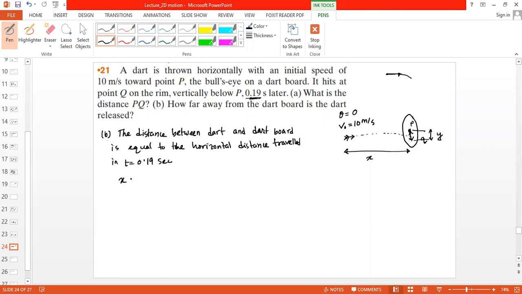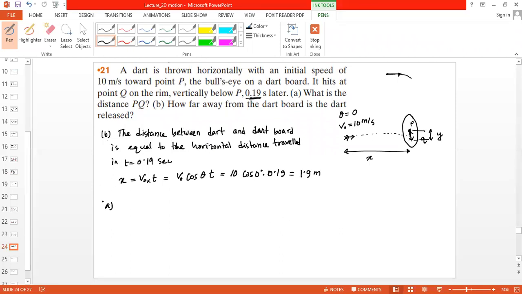So this distance is basically x equal to v naught x into t, which is v naught cos theta t. So here v naught is 10, v naught x means v naught cos theta, so 10 cosine of 0 into 0.19. Cos 0 means 1, so it would be 1.9 meter. Clear? So the horizontal distance is 1.9 meter.